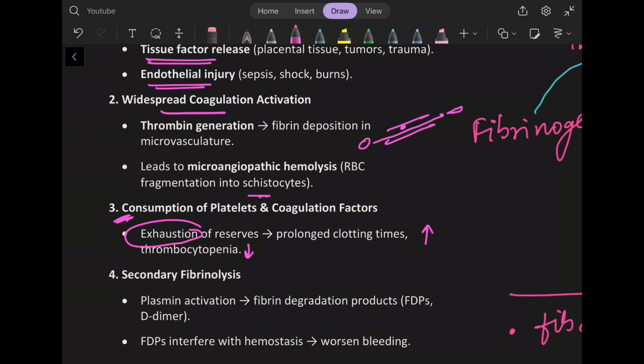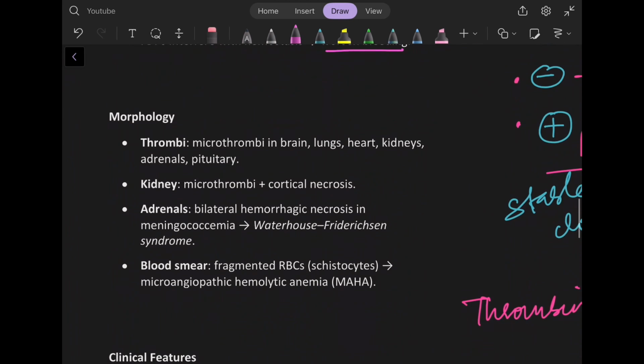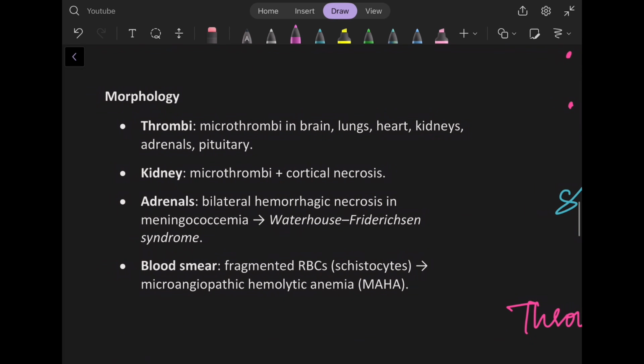Secondary fibrinolysis occurs, where plasmin breaks down the fibrin, producing fibrin degradation products, especially D-dimer. These FDPs further inhibit hemostasis, worsening the bleeding. So in summary, DIC is a vicious cycle of clotting and bleeding happening together.